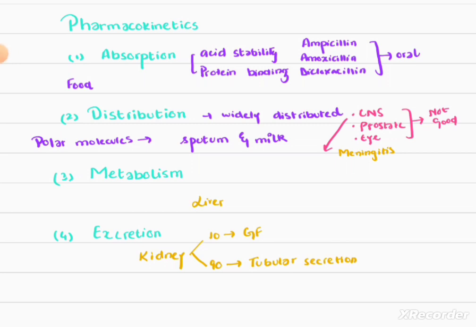The normal half-life of penicillin G is approximately 30 minutes, but in renal failure, it may be as long as 10 hours. So we must consider the renal status while prescribing the doses of penicillins. There is only one drug that is excreted by biliary excretion, and that drug is nafcillin. It is excreted in the bile.